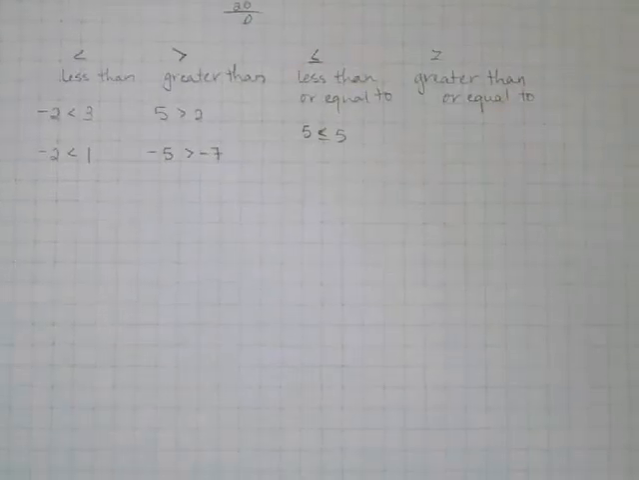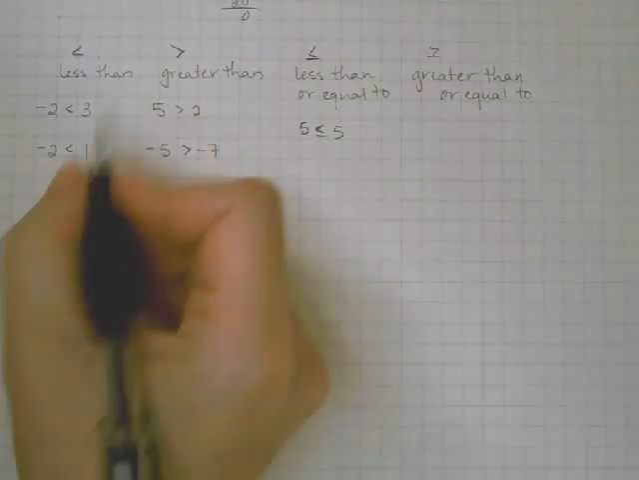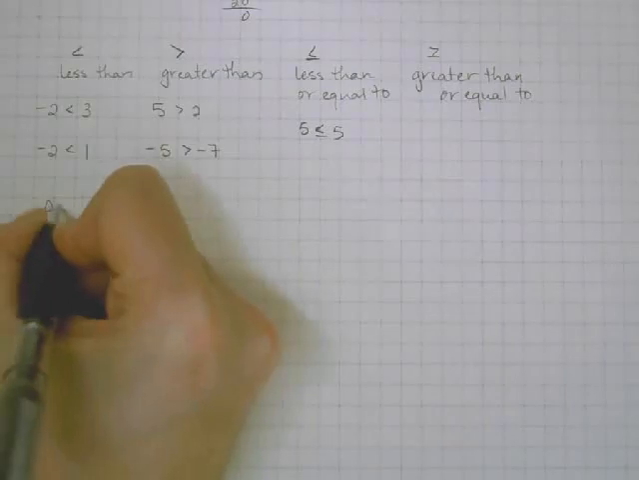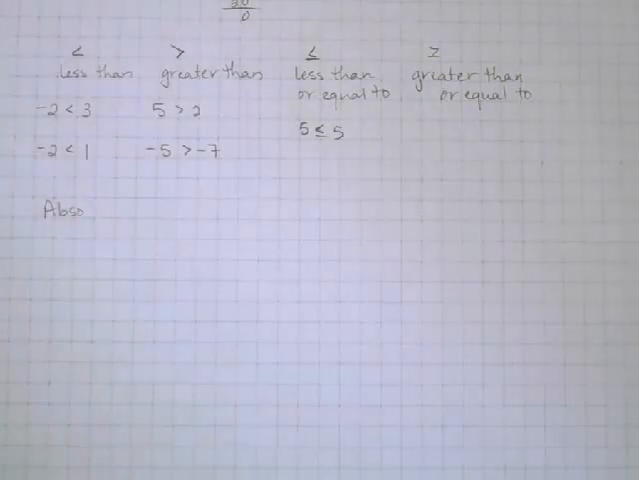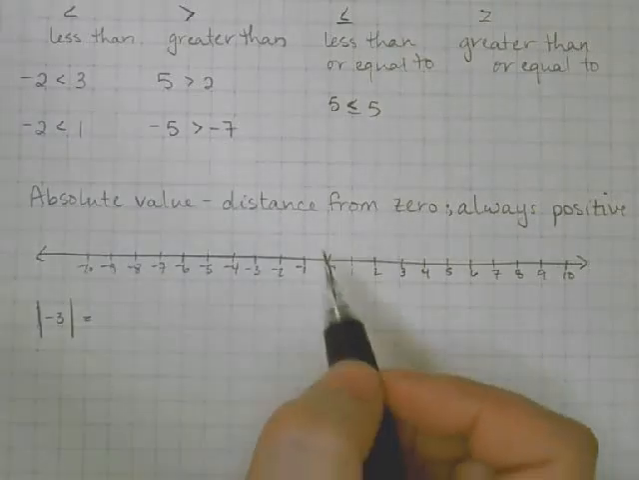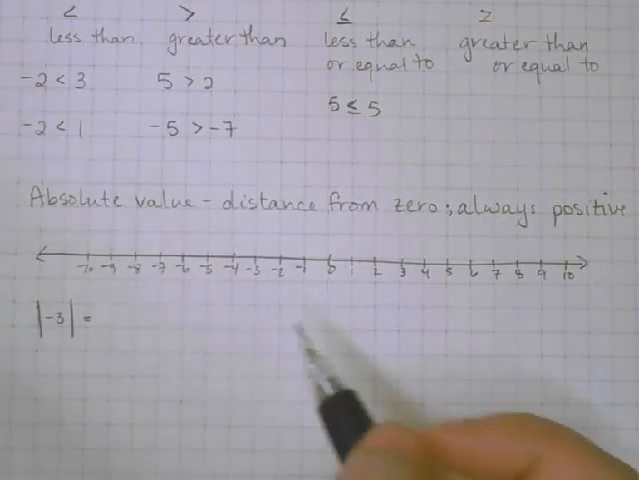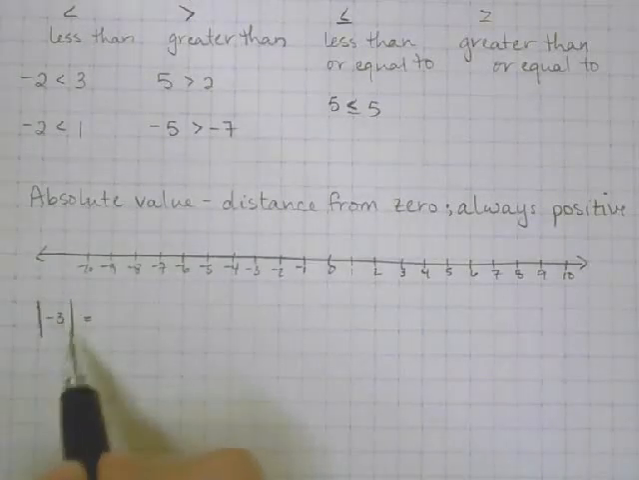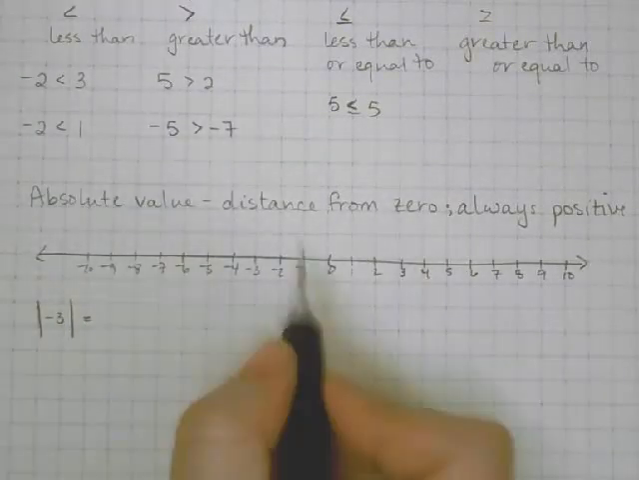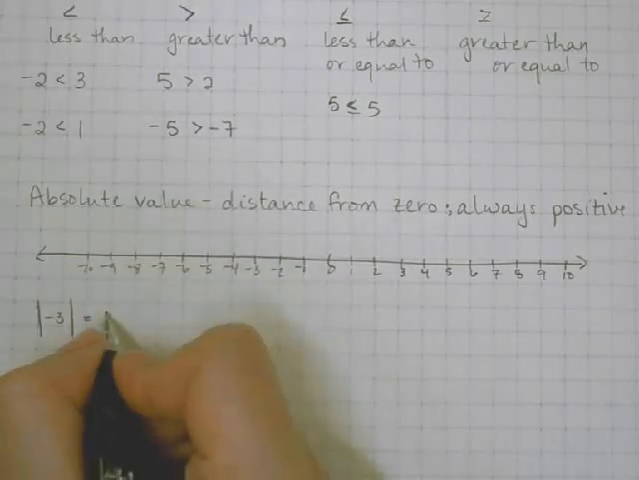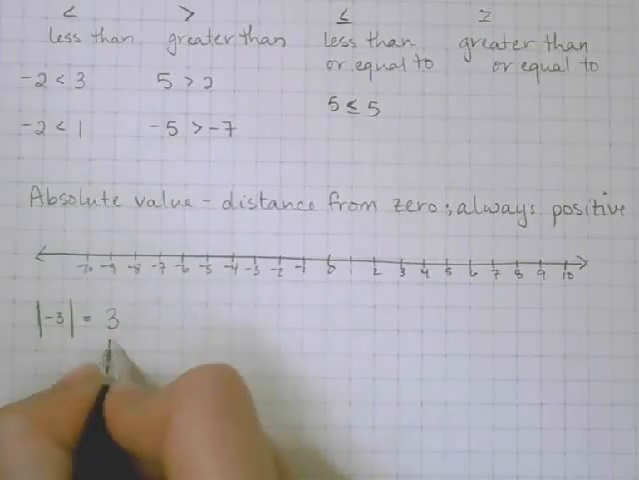Lastly, absolute value has to do with how far a number is from 0. The absolute value is simply the distance from 0, and it is always positive. So I have the absolute value, that's what these brackets mean, of negative 3. So negative 3 is 1, 2, 3 from 0. So the absolute value of negative 3 is positive 3.